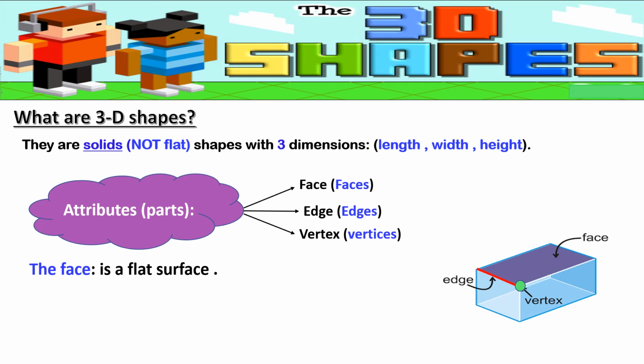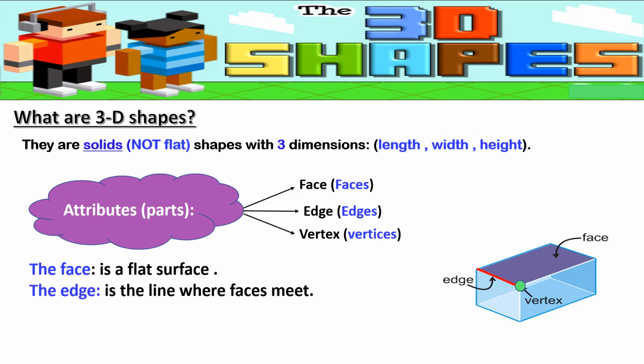First, a face is a flat surface. Flat surface, it means what? We can put our marker on this surface and it will not fall. Yeah, it can carry our marker. So it's called a face.